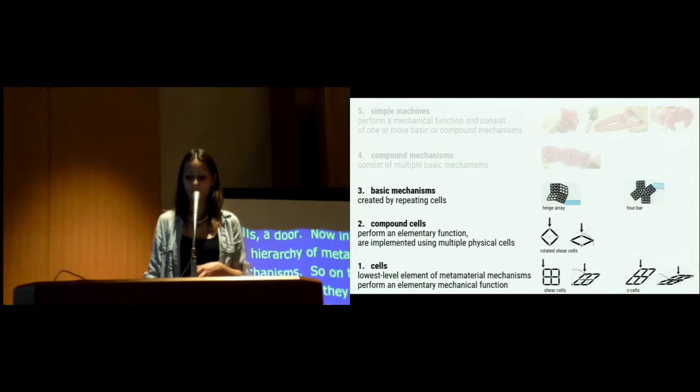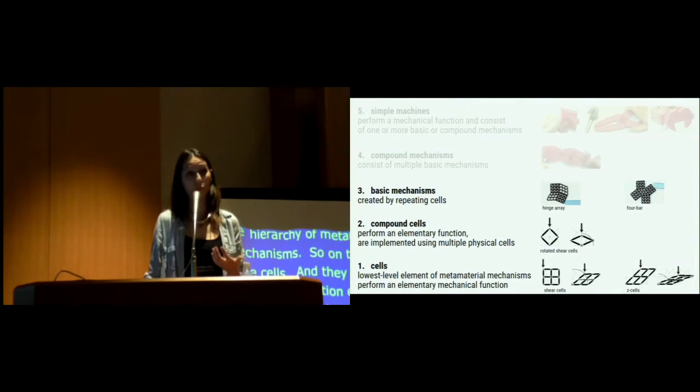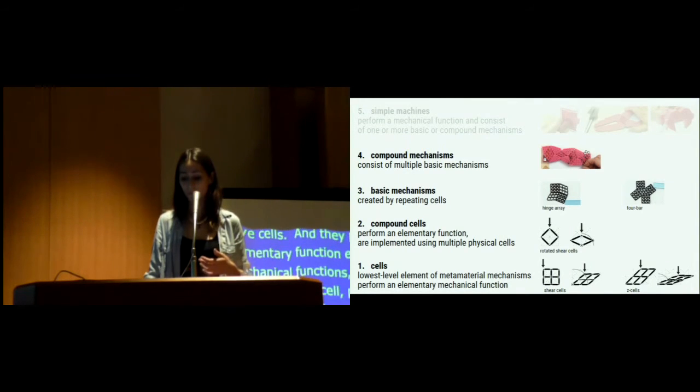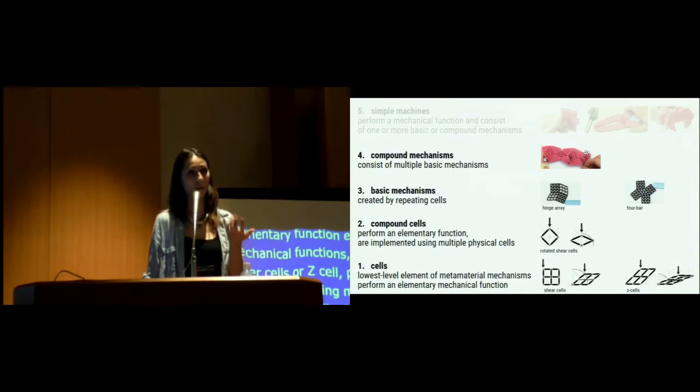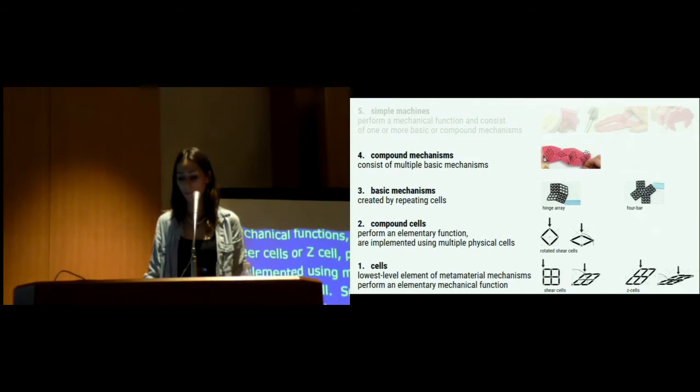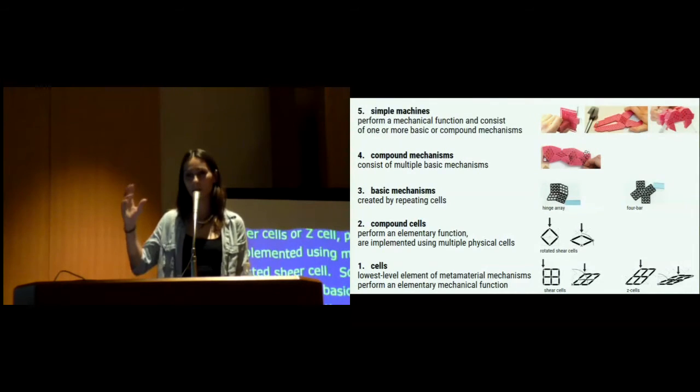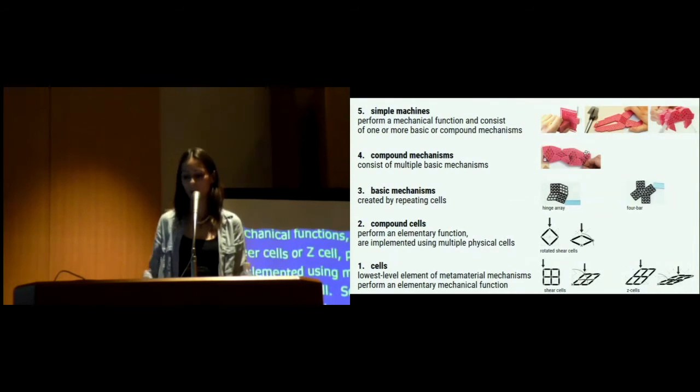So from these cells, we can create a basic mechanism, usually by repeating the cells, like the hinge array or the four-bar. And then on top of that, we can concatenate these basic mechanisms into making compound mechanisms. And on the highest level, we see the machines, so they perform a mechanical function. They consist of one or more basic mechanisms or compound mechanisms.